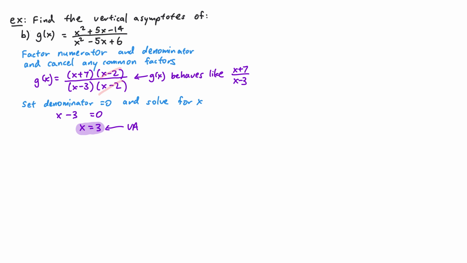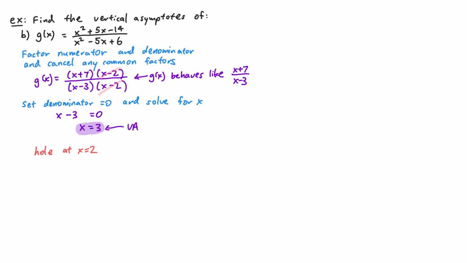Now, I'll also mention that in the original function g, we had this factor of x minus 2 in the denominator. So if x is equal to 2, that's going to make the denominator equal to 0, which means that 2 is not in the domain of our function. And since we won't have a vertical asymptote at x equals 2, when we go to graph this function, we'll have a hole at x equals 2.